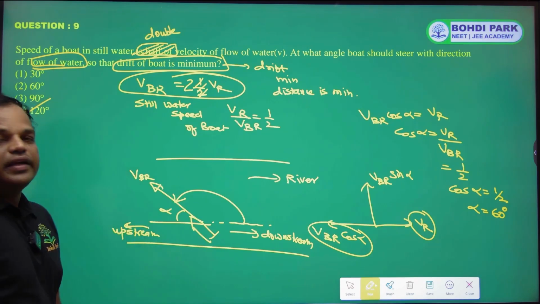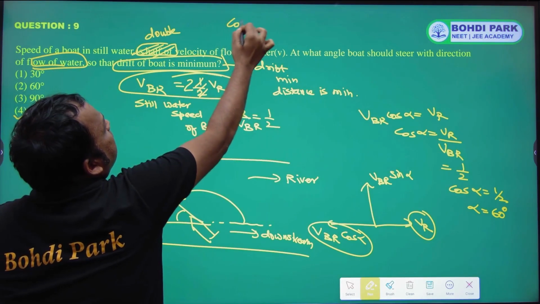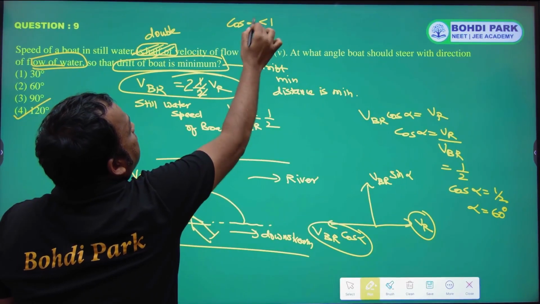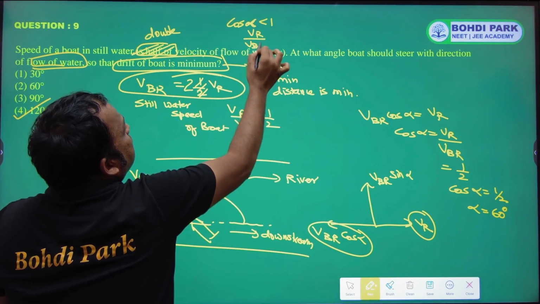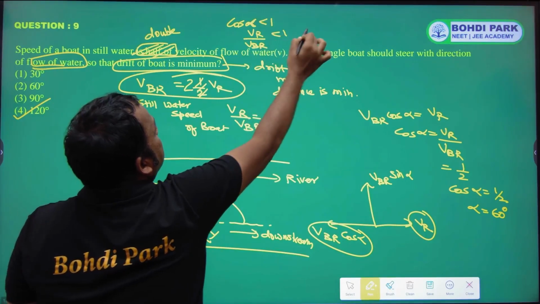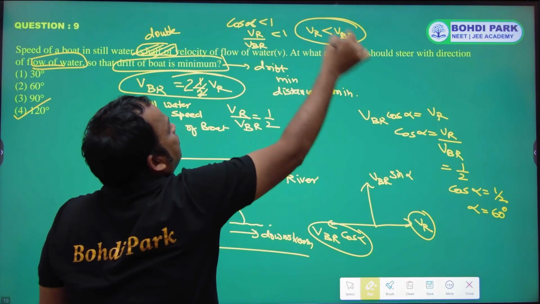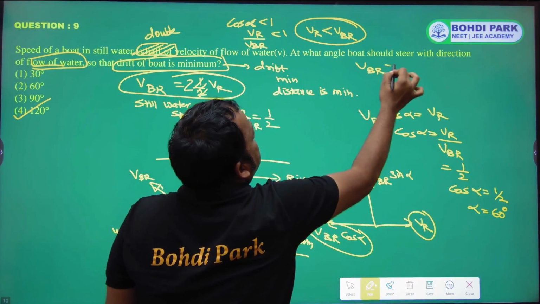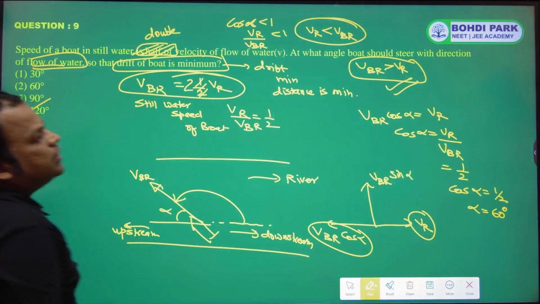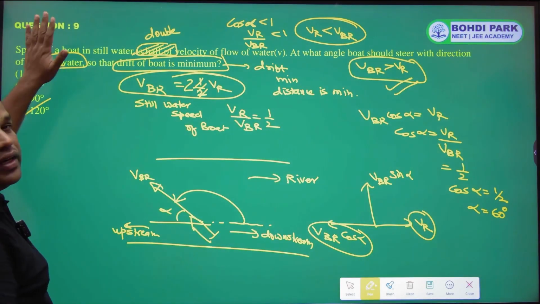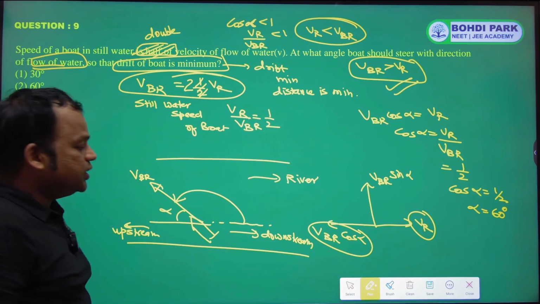Clear? And you notice here, the cos alpha value must be less than 1. So VR by VBR must be less than 1. So VR must be less than VBR. Or VBR must be greater than VR. Then only the boat can cross the river. So VBR must be greater. Okay. So we are done. Now question number 9 finished. Now next question.